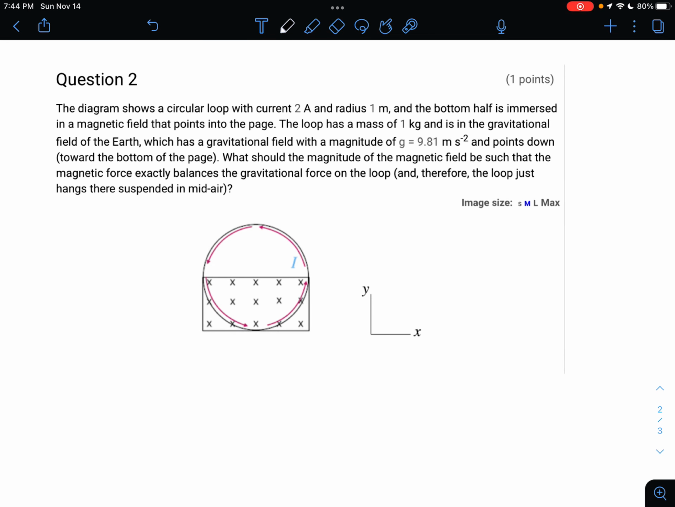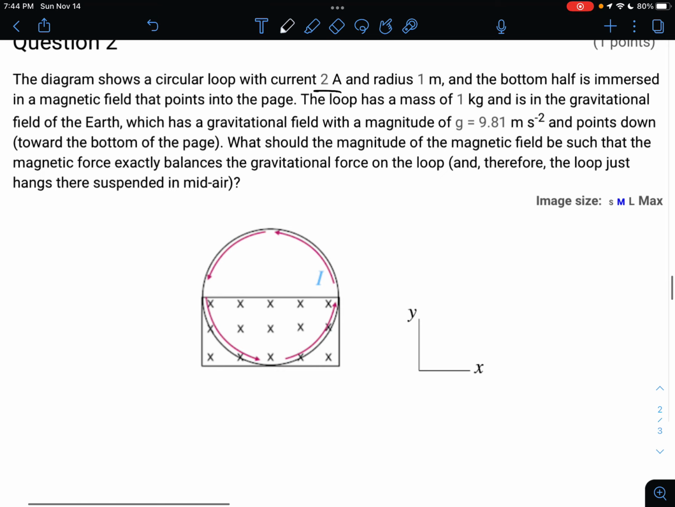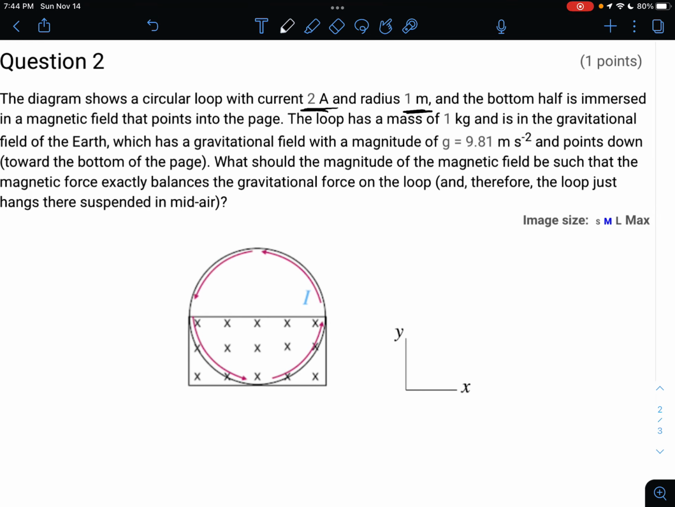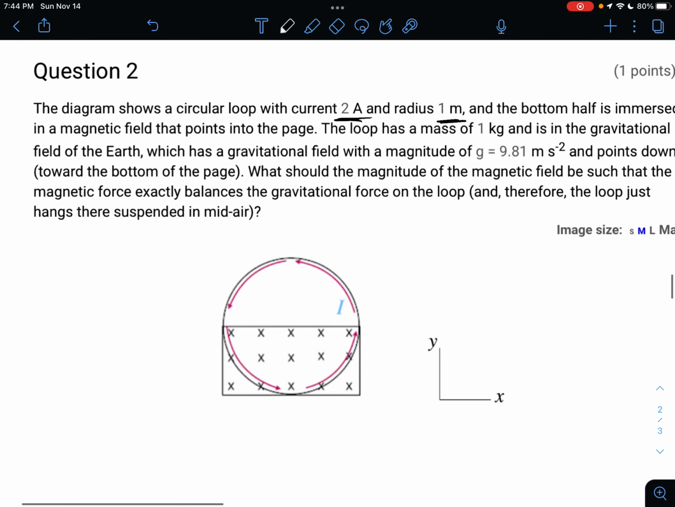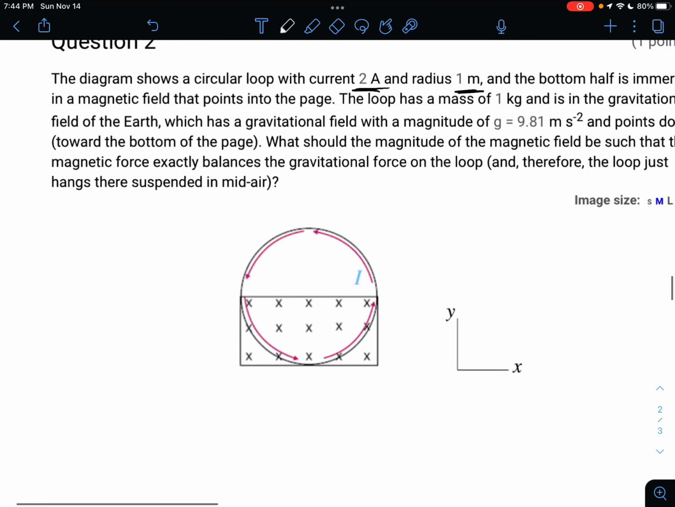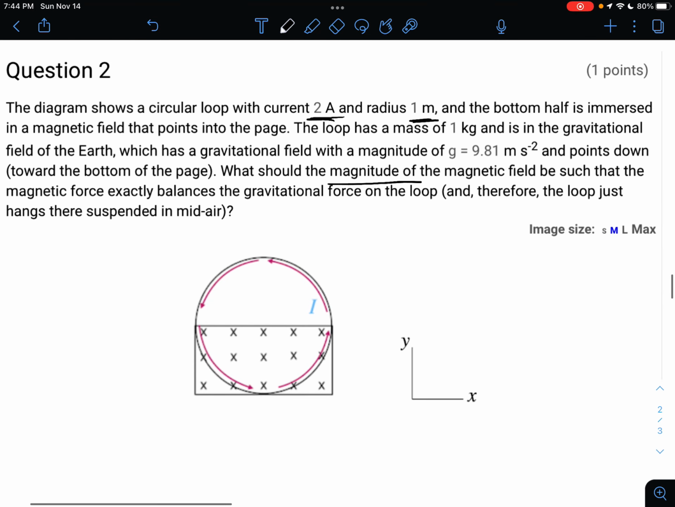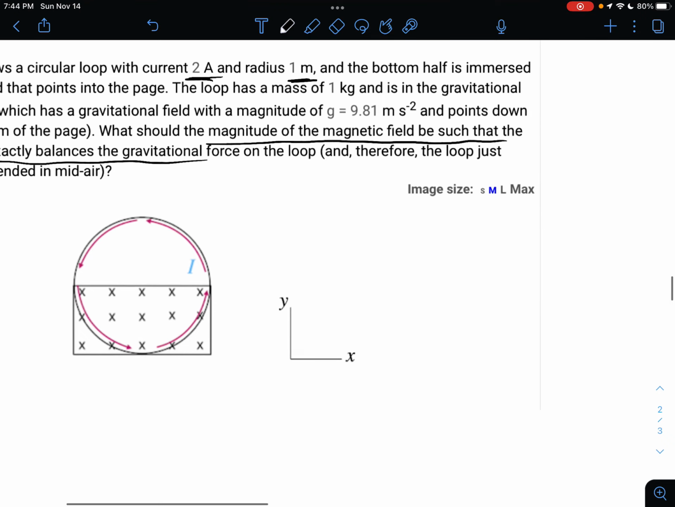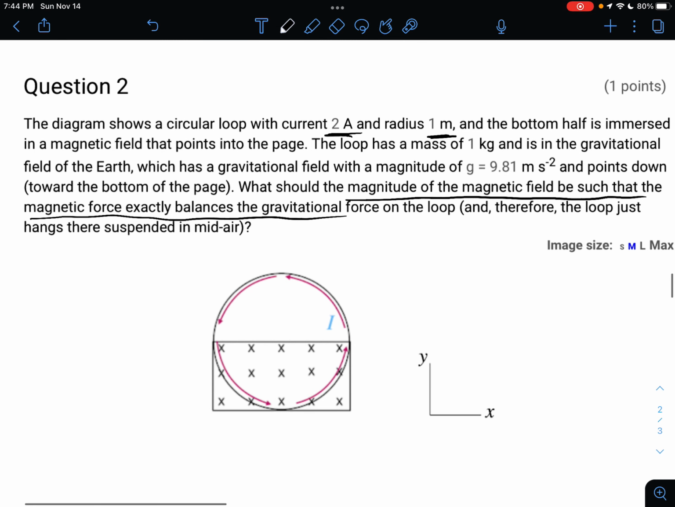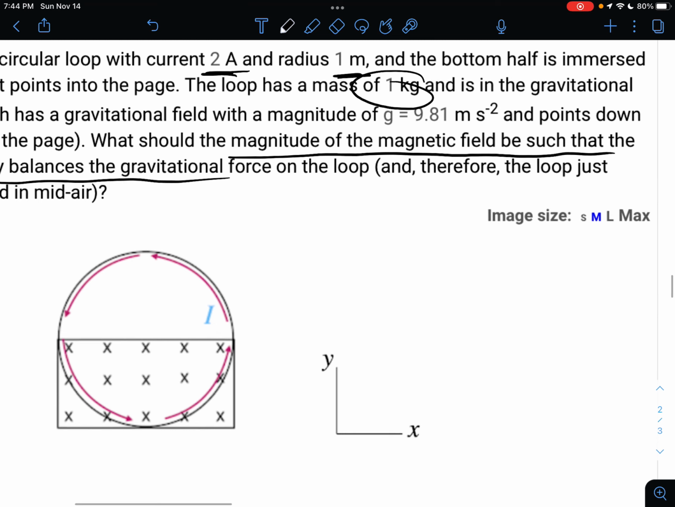So this has a circular loop with a current and a radius. The bottom half has a magnetic field that points into the page. What should the magnitude of the magnetic field be such that the magnetic force exactly balances the gravitational force? We have the mass of the loop. So if we're calculating our gravitational force, that's going to be Fg. It's going straight down, and that's going to be 1 kilogram times 9.81.